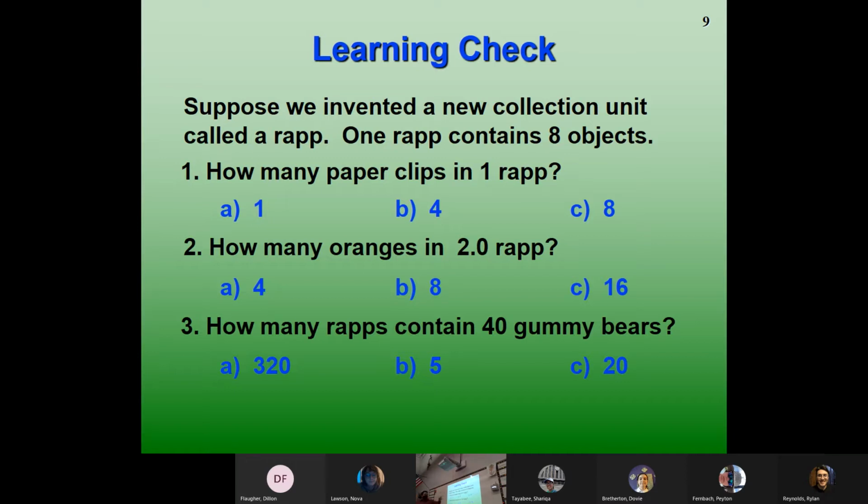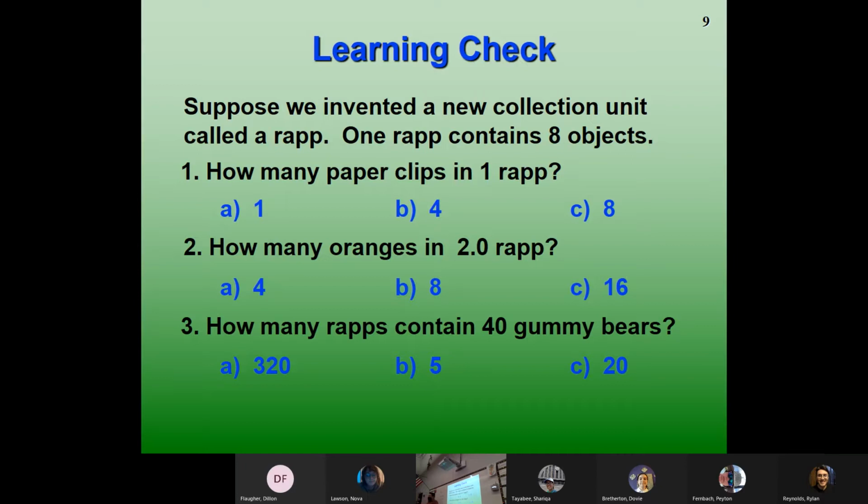One rack contains 8 objects. So question one, how many paper clips are in one rack? 8, right? One rack has 8 objects. So there's one rack of paper clips, there's 8 paper clips.